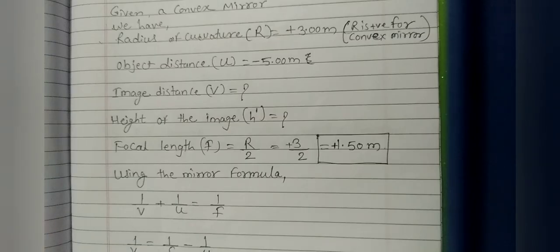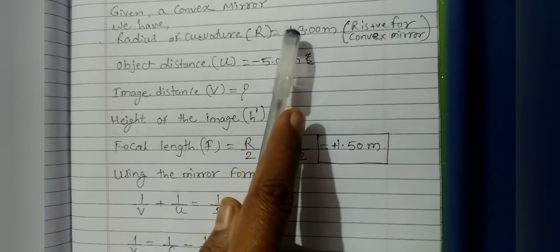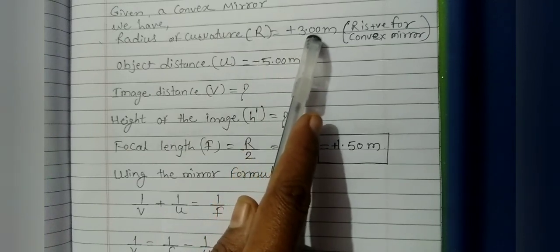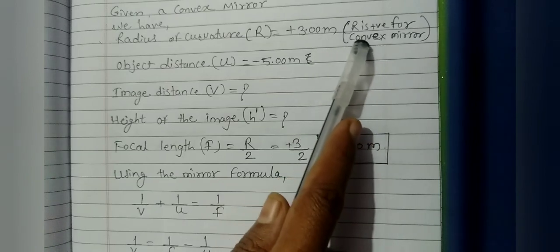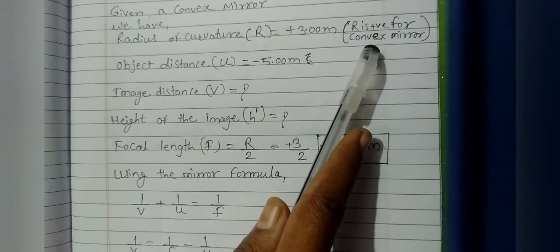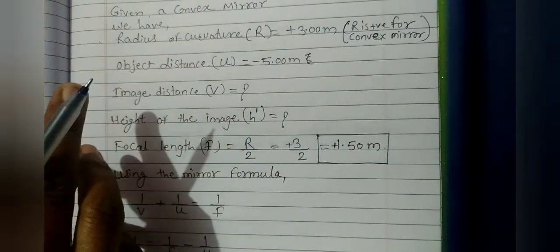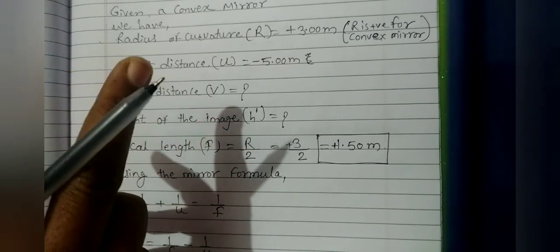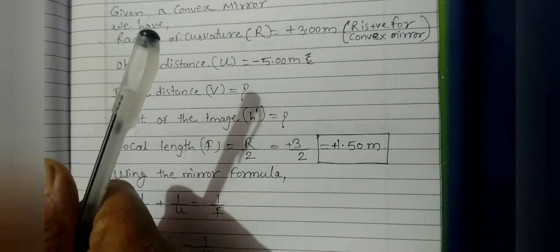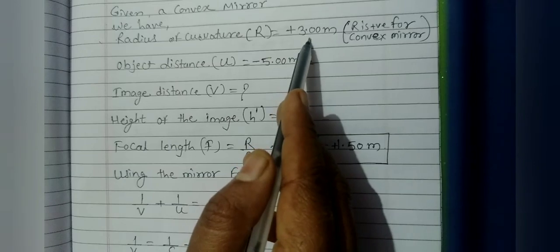Now see here, a convex mirror is there and we have radius of curvature, we denote it by R, and radius of curvature is plus 3 meter. Plus 3 means radius of curvature of convex mirror is always positive as it lies behind the mirror. We know in convex mirror the focus and center of curvature lie behind the mirror, that is towards the right side, and so here we are taking R as plus 3 meter.